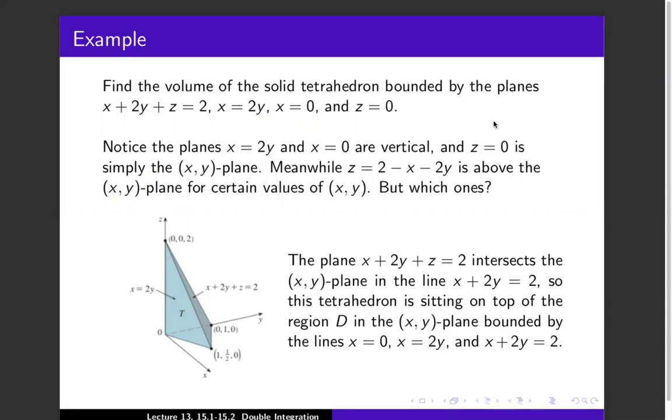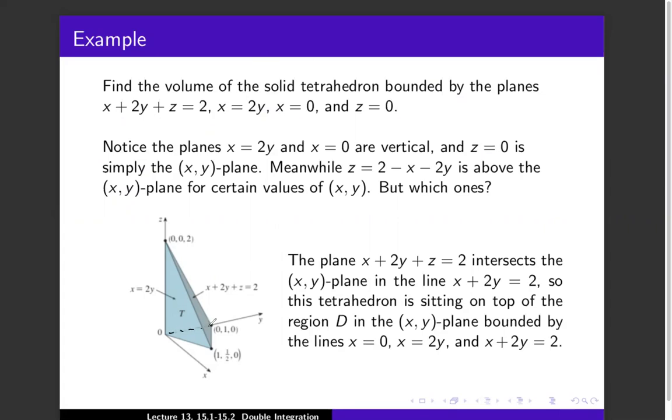Meanwhile, we can see that the interesting plane can be rewritten as the function z equals 2 minus x minus 2y. Now, that's above the xy plane for certain values of xy, but the question is which ones. In other words, where is this going to intersect the xy plane? That plane intersects the xy plane when z is 0, or in other words, x plus 2y equals 2, or y equals 1/2 of (1 minus x). So it's bounded by the lines x equals 0, x equals 2y, and x plus 2y equals 2.